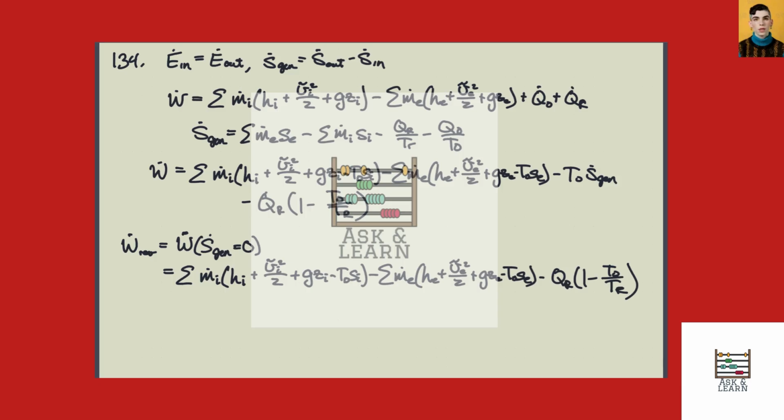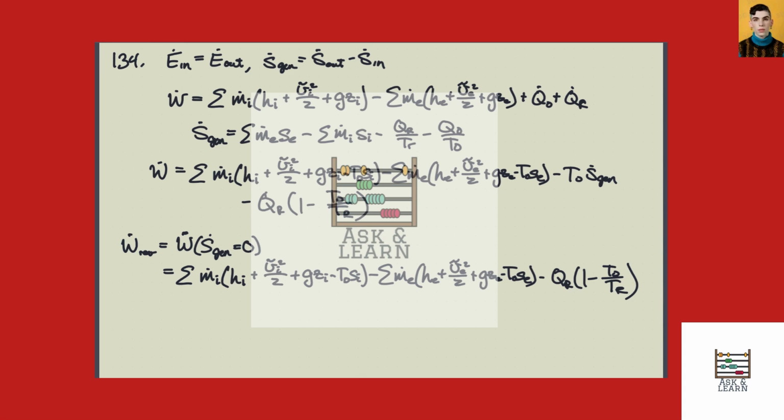In this problem, again, we're going to be doing things symbolically. So it says, writing the first and second law relations and simplifying, obtain the reversible work relation for a steady flow system that exchanges heat with the surrounding medium at a temperature T naught at a rate of Q naught dot, as well as a thermal reservoir at TR at the rate of QR dot. And again, by simplifying it, they mean to get rid of Q naught dot.